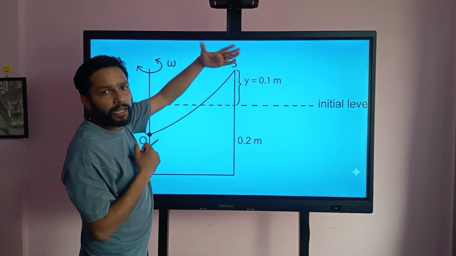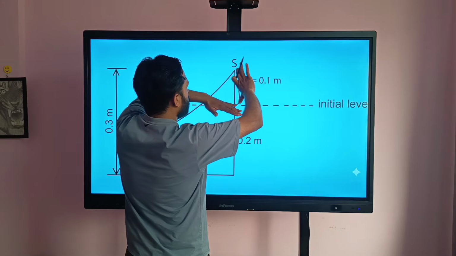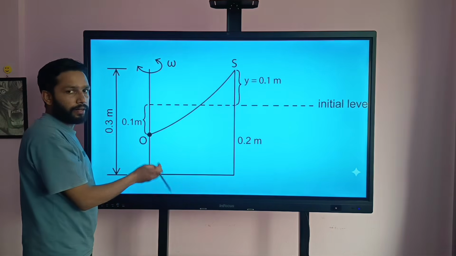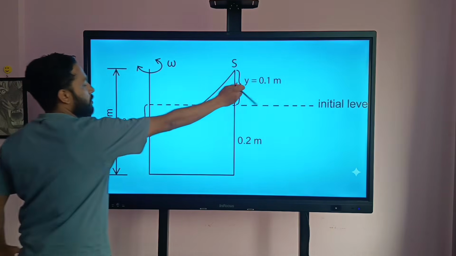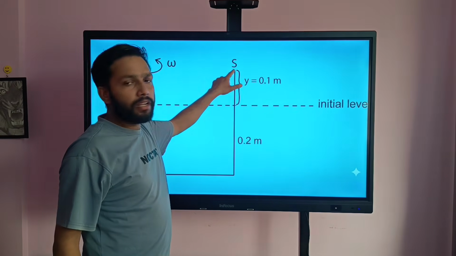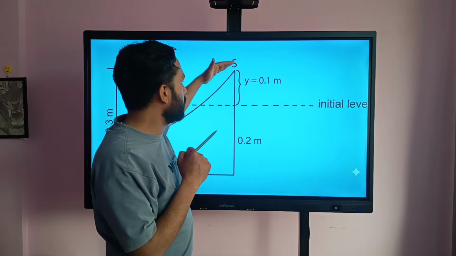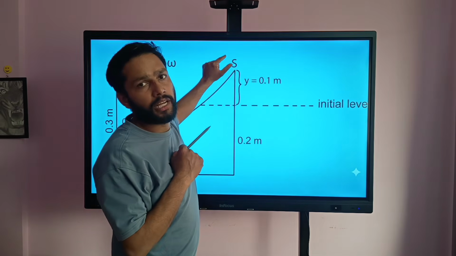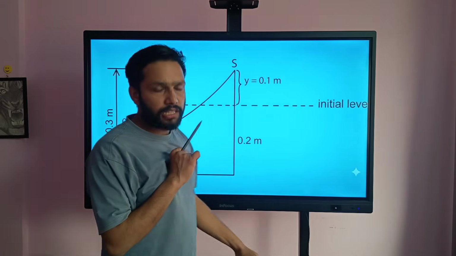You have to know that from the initial level the liquid rises to a height y, and this rise is the same as the drop here. The rise from the initial level, y, is the same as the drop. That's why I have written 0.1 meter here, and this is 0.1 meter. This is the edge of the paraboloid, the just-spilling case, because the question has already stated that it is on the verge of spilling. So the liquid goes up to this spilling point, and there is no spilling here.